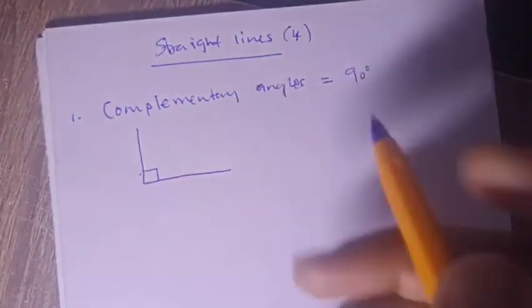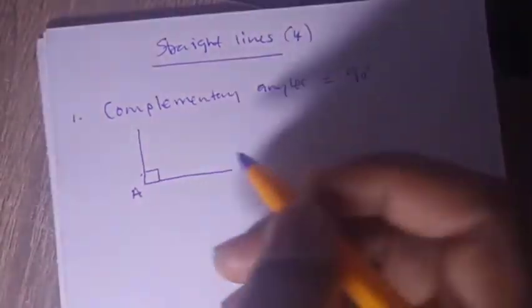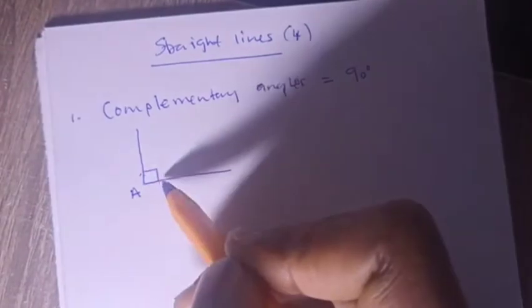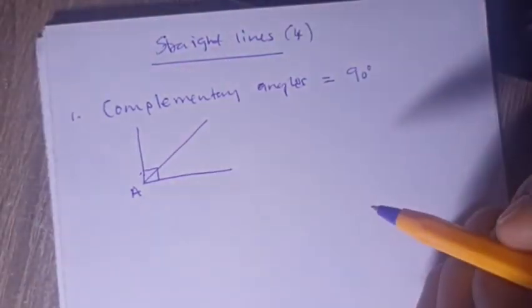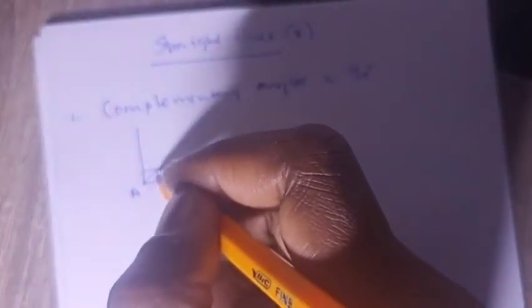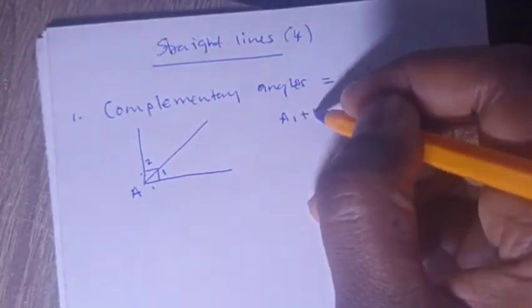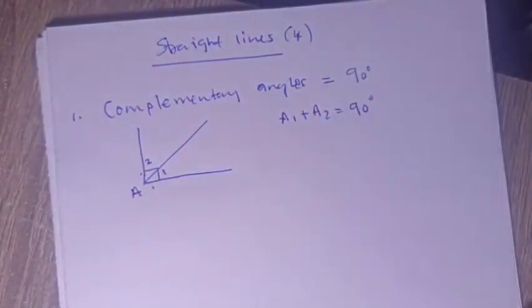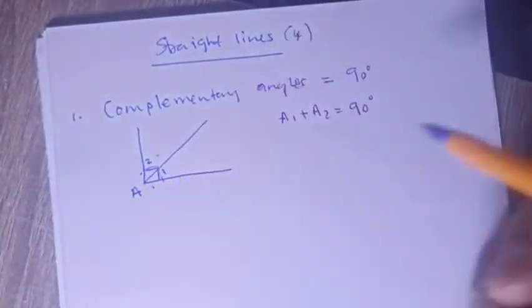Once you see something like this, they don't even have to tell you. Automatically, you need to know that this is 90 degrees. So let's say this point here is A, and this whole angle is 90. But let's say they cut this angle into 2, and let's call this one angle A1, and angle A2. So according to this rule, angle A1 plus angle A2 must give us how much? 90 degrees.